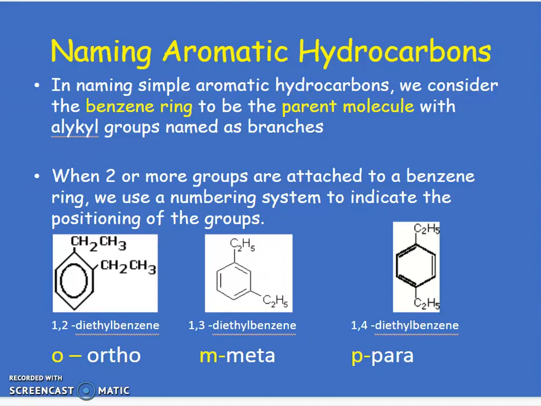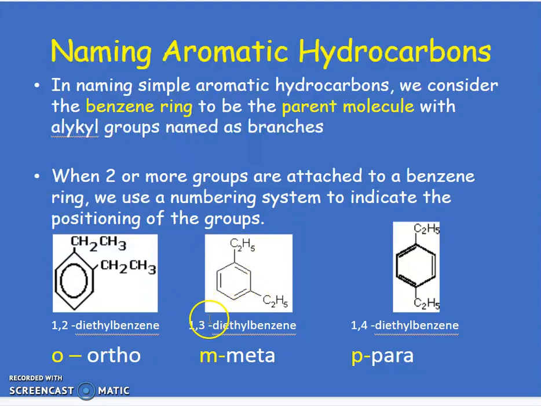Okay, so as I was mentioning, if you have a benzene ring with two branches, you can number and name them in the regular IUPAC method. For example, take a look at this one. We have two ethyl groups on carbon 1 and carbon 2. So this is 1,2-diethylbenzene.